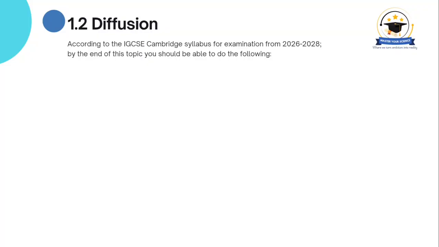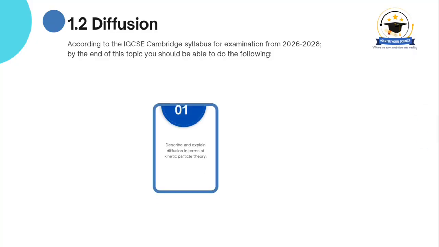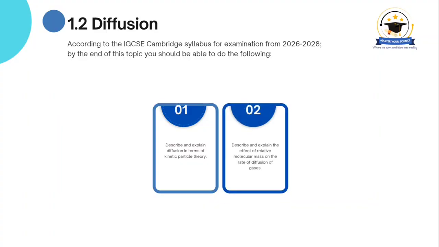We will now be moving on to section 1.2, diffusion. According to the IGCSE Chemistry syllabus for examination from 2026 to 2028, by the end of this topic, you should be able to do the following. Number 1, describe and explain diffusion in terms of kinetic particle theory. Number 2, describe and explain the effect of relative molecular mass on the rate of diffusion of gases.